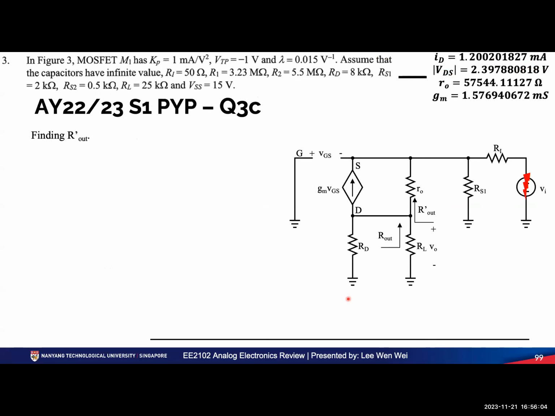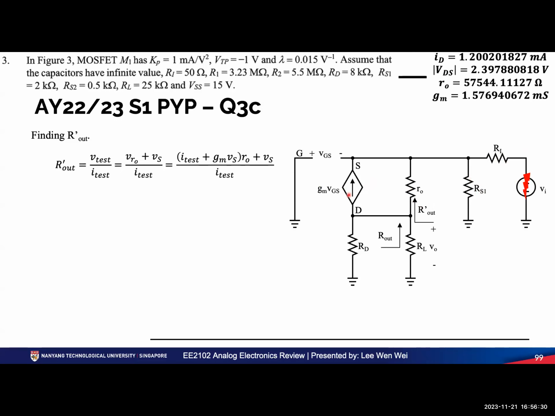So finding R out, we need to include R naught. For R out, we exclude the RL obviously. RD in this case we can exclude first because we want to find R out prime, to reduce our calculation. So in this case, what we see is the GM VGS in parallel with R naught and then everything else. These two, RI or R input and RS1, are in series parallel. So actually there are two parallel terms.